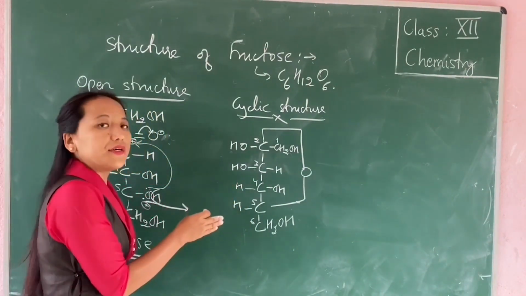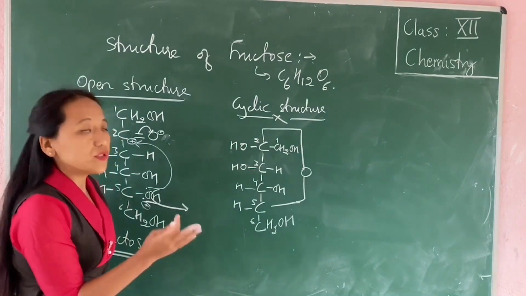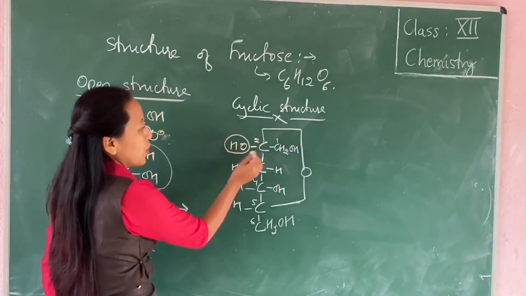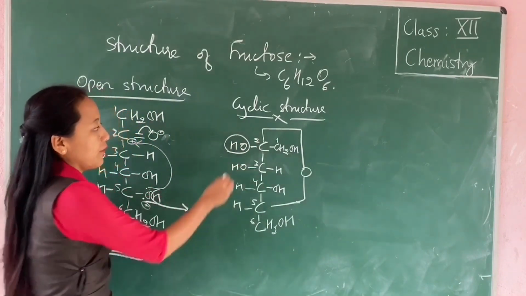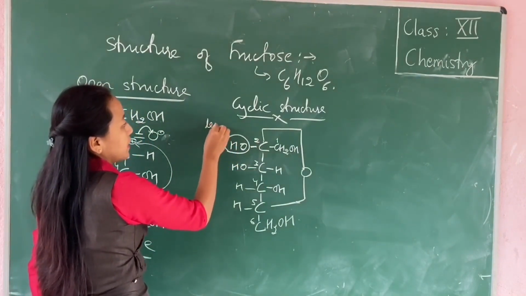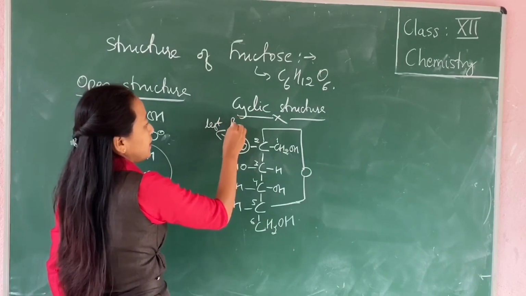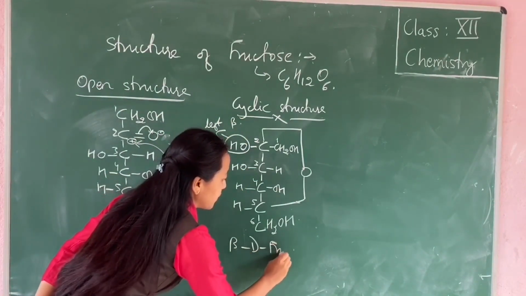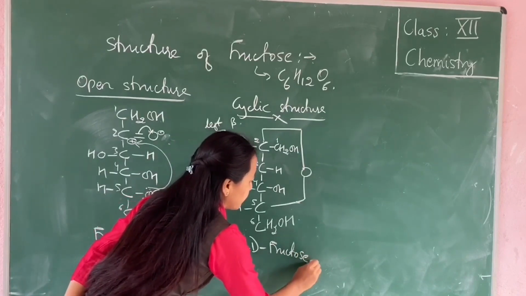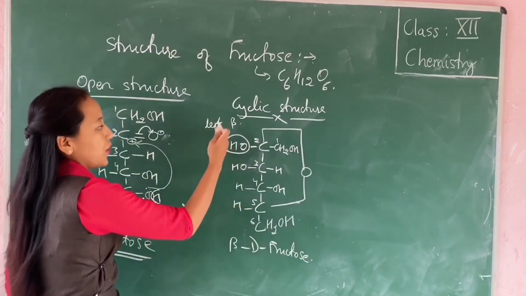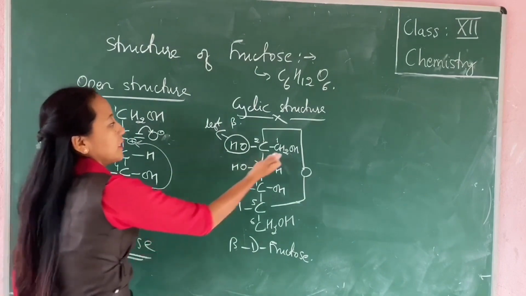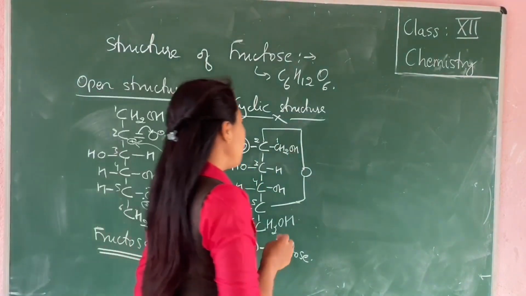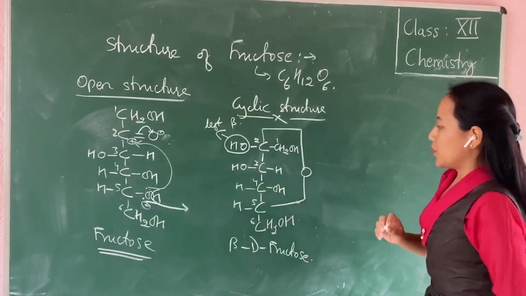Now again, here also you have alpha fructose, beta fructose. Now that depends upon the position of OH on the second carbon atom. If OH is on the left, it is called as beta. So in this case, this is beta D fructose. If the OH is on the right hand side and this is on the left, then it will be called as alpha. Now let me write down the alpha structure for this as well.